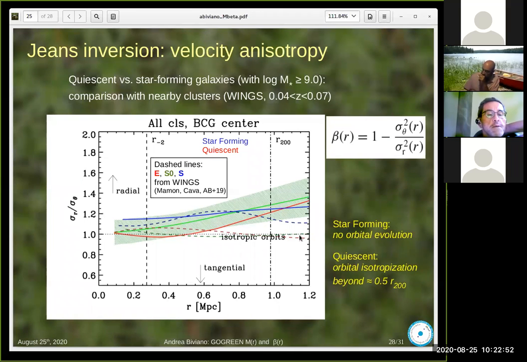While WINGS do see a difference at all radii between quiescent galaxies, E and S0s, and spirals in blue. In fact, the low redshift spirals have a similar velocity anisotropy profile to our star-forming galaxies, more than the quiescent galaxies do with respect to the low redshift elliptical and S0s. So there seems to be some evolution of the orbits for quiescent galaxies.